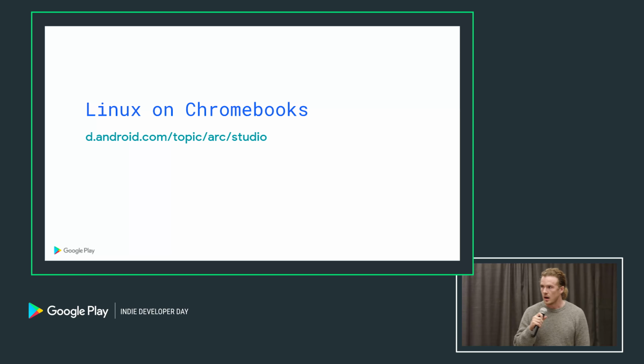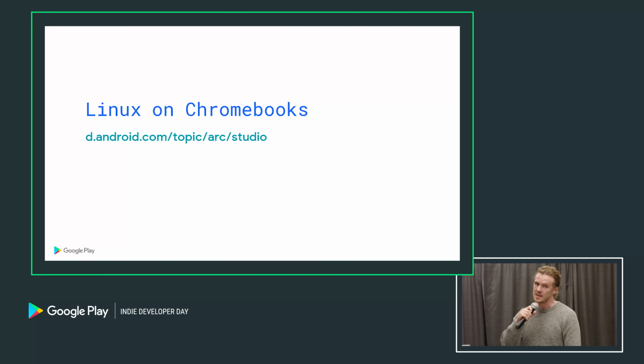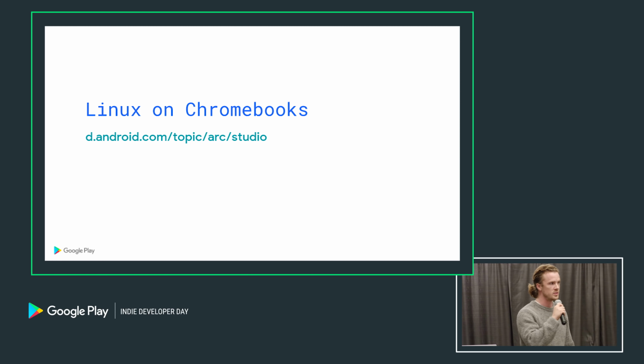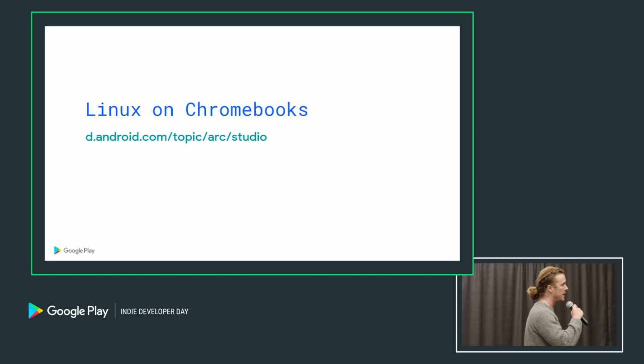One other quick note is that Linux is actually on Chromebooks now too. There's a full Debian VM running on Chromebooks, and you can install Android Studio. You can install Steam. It's not very fast yet. Don't worry, I tried. But we're really working on improving compatibility and speed of the Linux VMs. So definitely check that out if you get a chance.